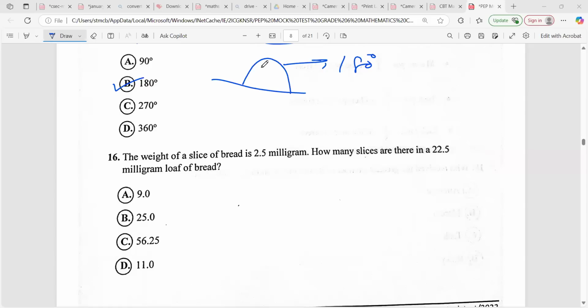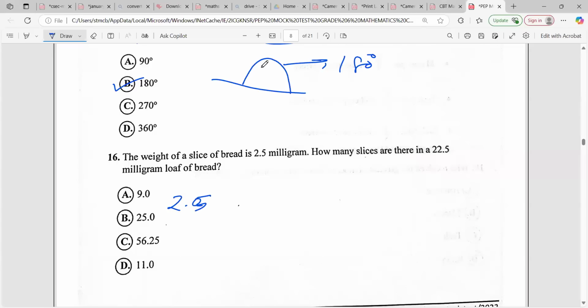Yes, sir. Since it says 2.5 milligrams equals one slice of bread, add up 2.5 milligrams 9 times, you would get 22.5 milligrams. So you keep adding 2.5, 2.5, and that makes nine. That makes sense. All right.